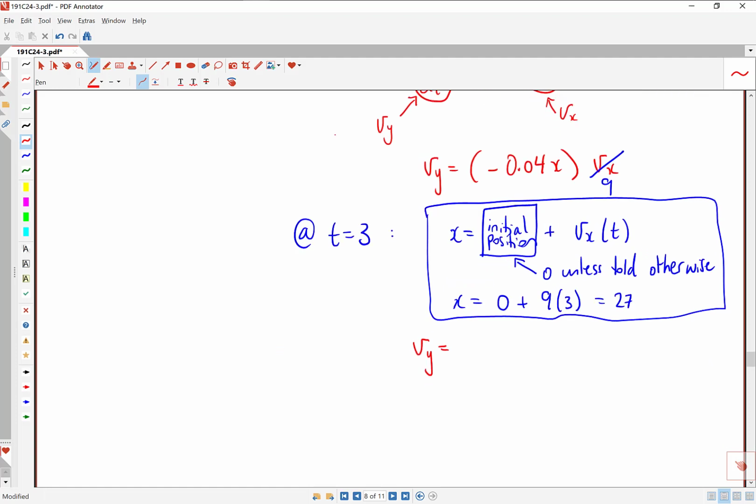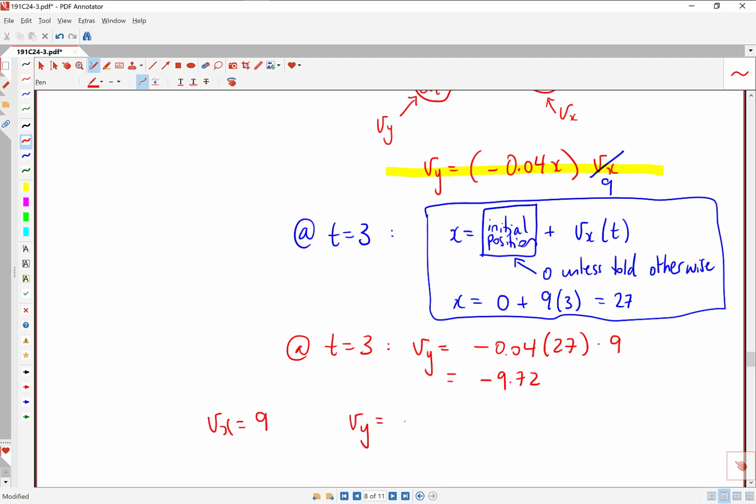Okay, so I'm just going to come back to the equation that we had right up at the top here. So at time equal 3 seconds, what is v sub y going to look like? Well, it's going to be negative 0.04 times this x value that we just figured out, 27, and then times 9. So we can put that all into the calculator to get negative 9.72. So now at this point, we know our horizontal velocity. It's 9 meters per second throughout the problem, and we've just now figured out our vertical velocity to be negative 9.72. So from here, we'll be able to finish the problem and just get our speed and direction quickly.